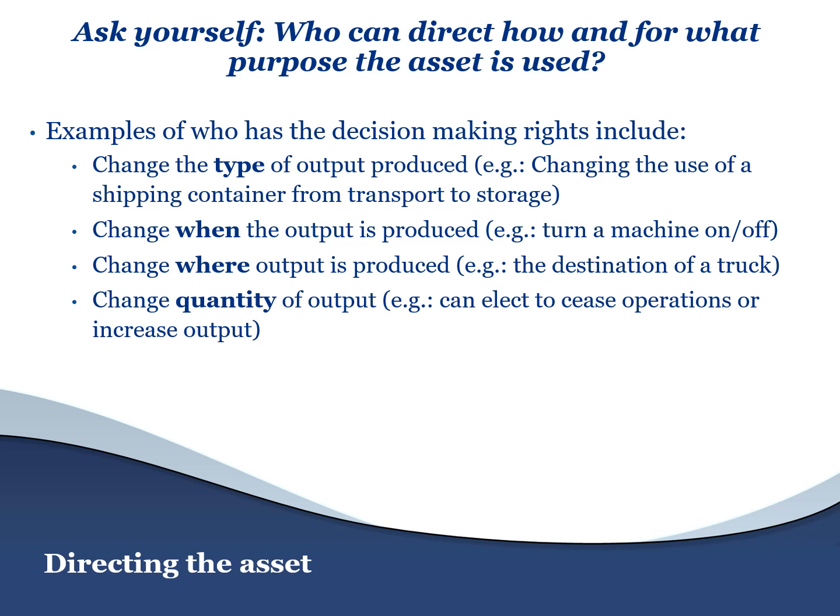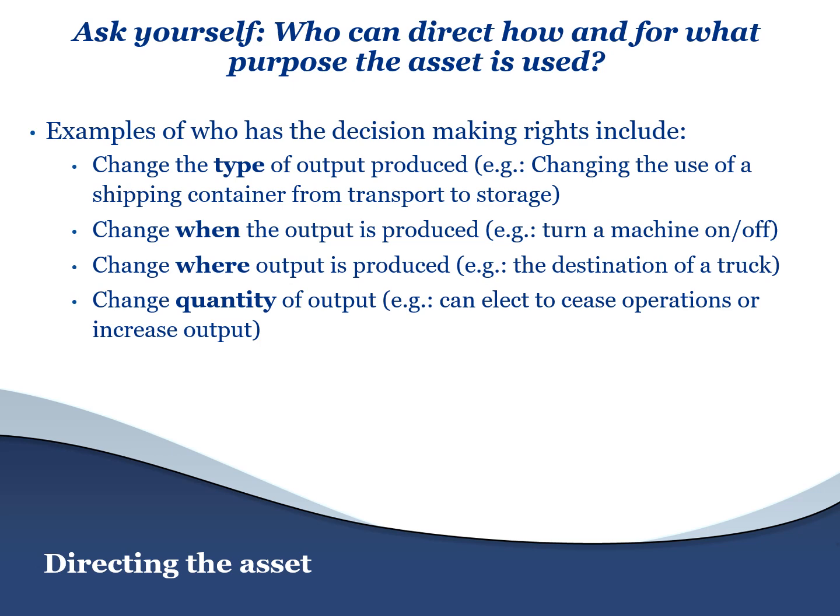The second one, could I change when the output is produced? So could I take a machine and decide to just turn it off and not use it for 3 months? Thirdly, can I change where the output is produced? So could I take something, for example, a delivery truck, and move it from one country to another, or from one part of a country to another, or is it predefined that it can't? And lastly, can I change the quantity of output? So can I elect to either increase or decrease the output from the machine?